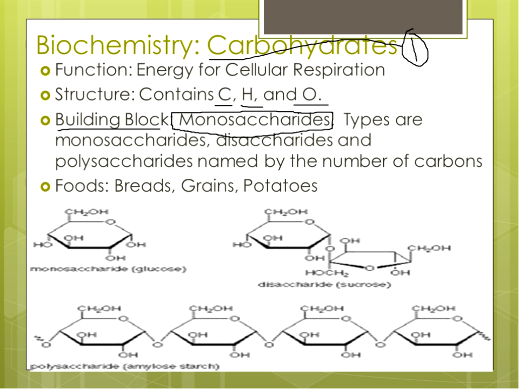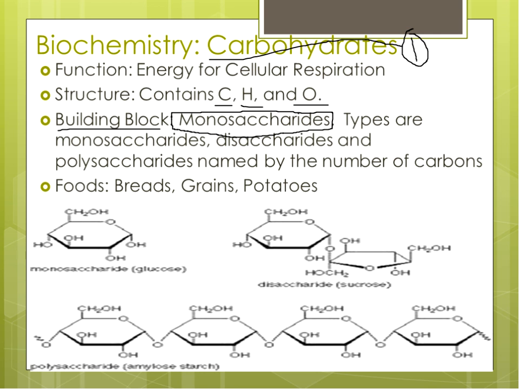And there are 3 main types of carbs. They're monosaccharides, disaccharides, and polysaccharides. And it's very easy. They're just named by the number of sugars. Examples of foods that contain carbs: breads, grains, potatoes, rice, pastas, stuff like that. It does give you energy for cellular respiration, though. And it is good for you to a point, but in very small amounts, actually.